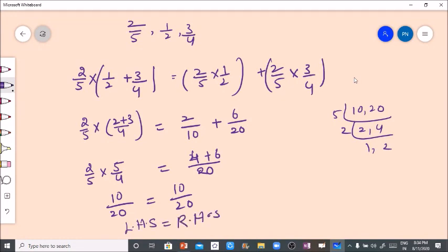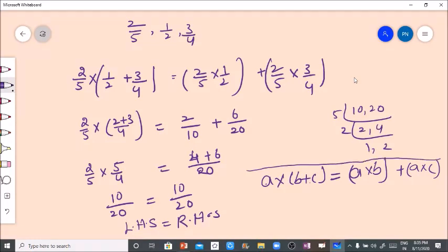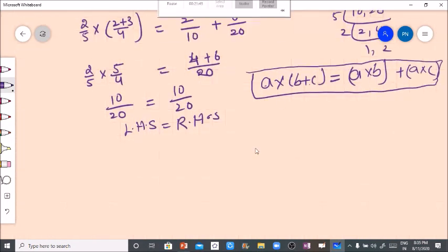So we can say that A into (B plus C) equals A into B plus A into C. This is the property of distributivity of multiplication over addition. Okay children, I hope you all understand the properties of rational numbers. Okay, right. These are the properties of rational numbers. Okay, I am going to conclude. I hope you all understand.